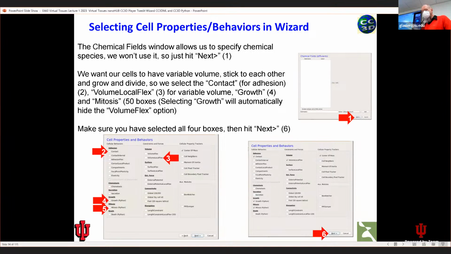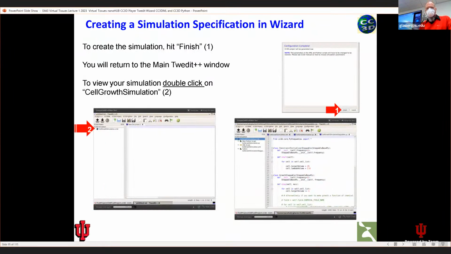So now hit next. And you'll get a message saying configuration complete, finish, hit finish.